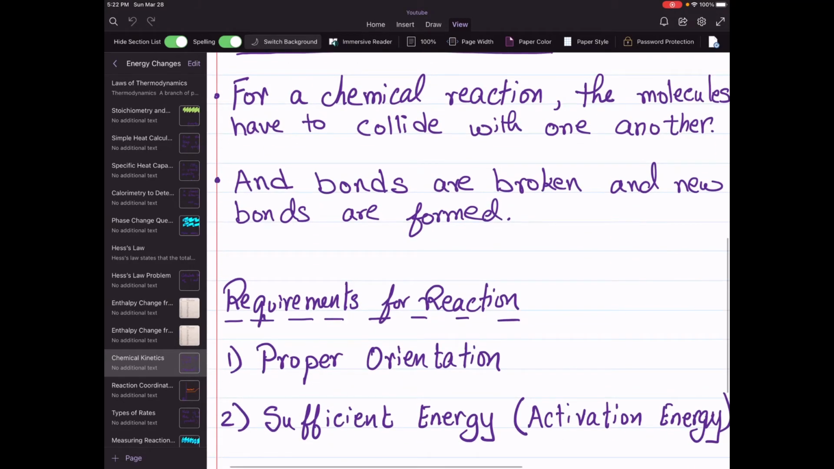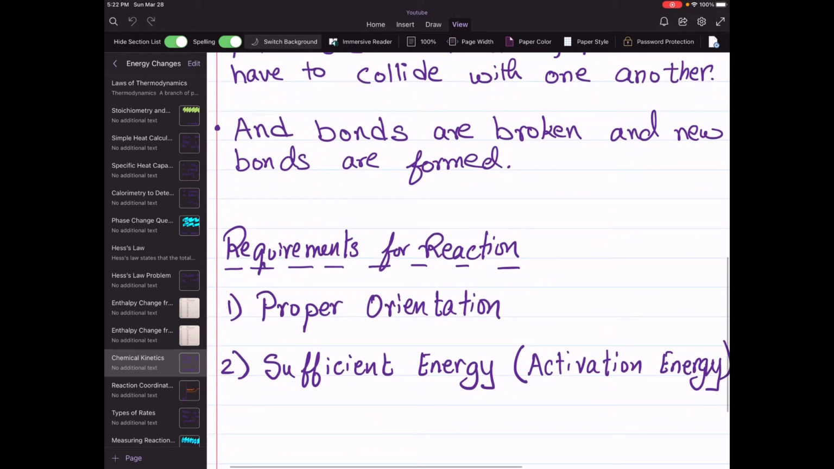All right, the two requirements that we have for a collision to be successful. Two reactants can collide and have no products produced. That is an unsuccessful collision. To be a successful collision, there are two requirements to convert a reactant into a product. The first one: when the collision takes place, the collision has to take place with proper orientation. Now, what does that mean, proper orientation?